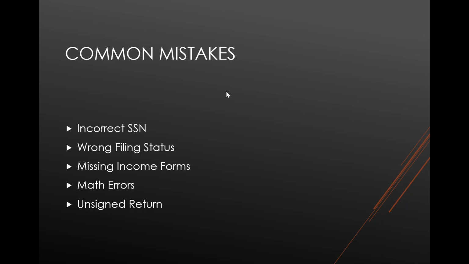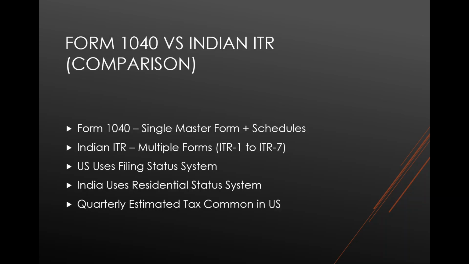So what are the common mistakes the persons make? They generally file incorrect SSN, wrong filing status, missing income forms, math errors, unsigned returns. So these are the common mistakes the person must avoid. Whether any CPA is filing your income tax return, please tell him not to make these mistakes, and to take the correct SSN from you, confirm the filing status from you, and the return must be signed by you. So these are the common mistakes.